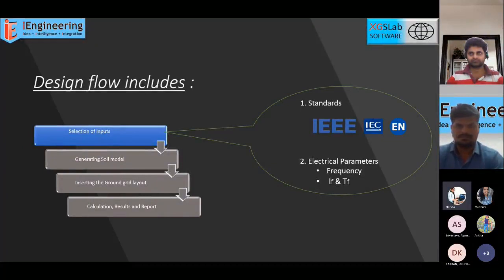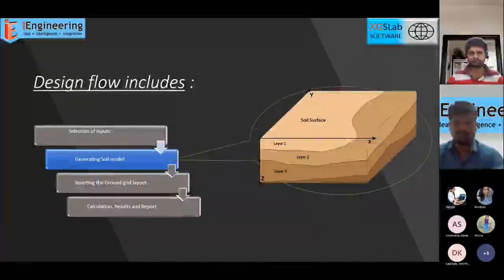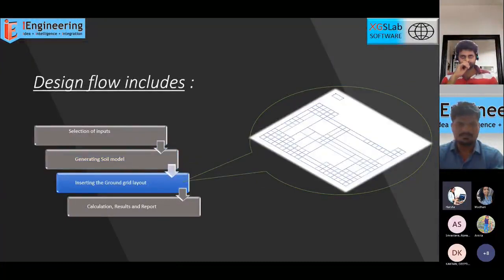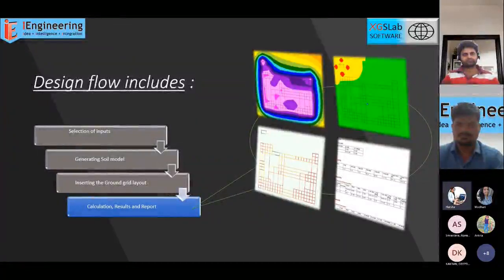My design flow will include the selection of input first, such as the standard, then electrical parameters such as frequency, fault current, fault clearance time, then generation of the soil model. In Xgslab we have three options for the soil model: uniform soil model, multi-layer soil model, and multi-zone soil model. Then the next step is to insert the ground grid in the software. We can draw the ground grid in the software, as well as import it from a CAD layout, like from DXF format. Then the next step is the calculation and results of all scenarios, and then we can generate the automatic report from Xgslab software.